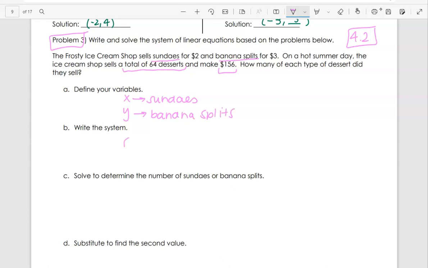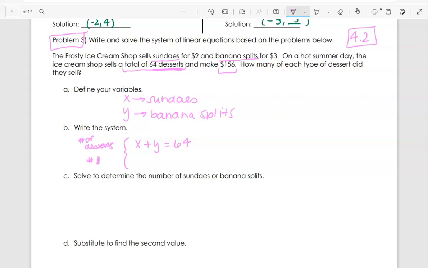Then we've got to write our system. So our system has those squiggly lines. There's two different things we're talking about that I underlined in the second sentence. We're talking about the total number of desserts, and then we're talking about the total amount of money, okay? So in the desserts, it just says total is 64 desserts. That just says if I add how many sundaes there were and how many banana splits there were, 64 sold.